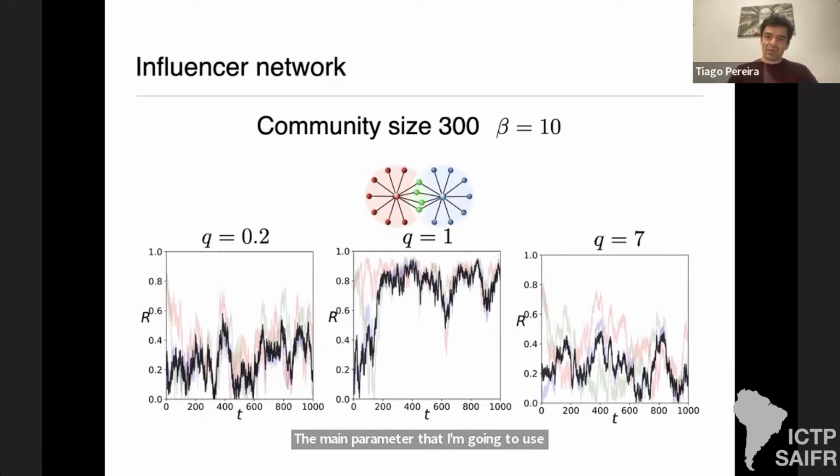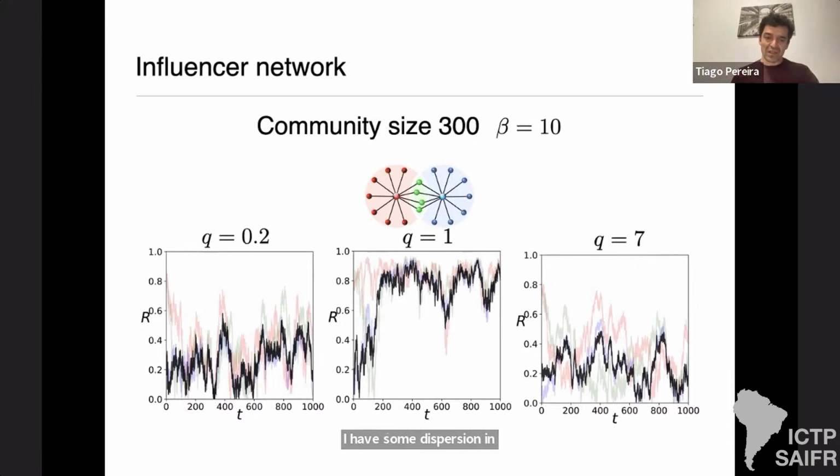In this example, I will take the network that we presented in the beginning. Each of these communities, the red, the green, and the blue, will have 300 nodes, and I'll do the simulation. First, for Q small, Q is 0.2. I start the system at random initial conditions, with some dispersion in frequency following a Lorentzian, and then I start the system.